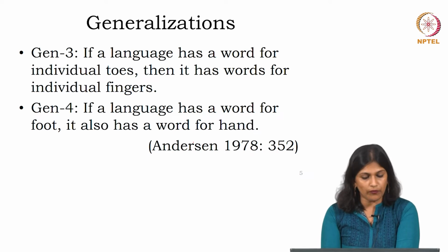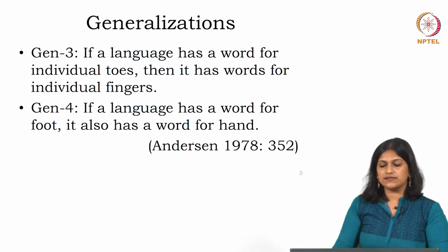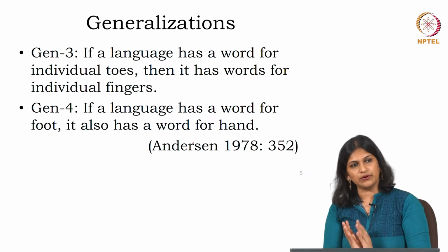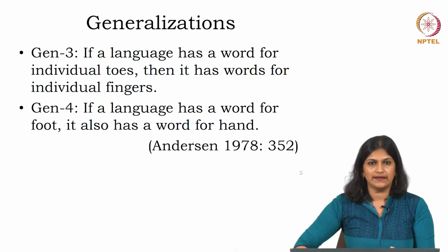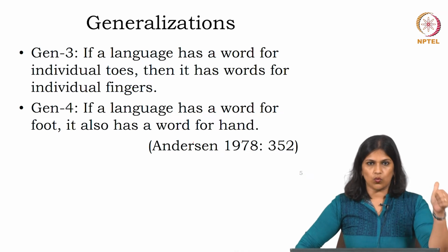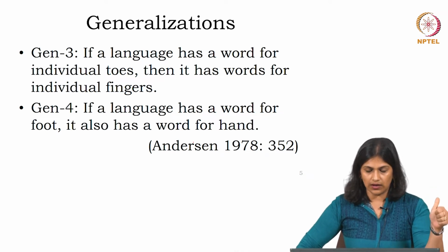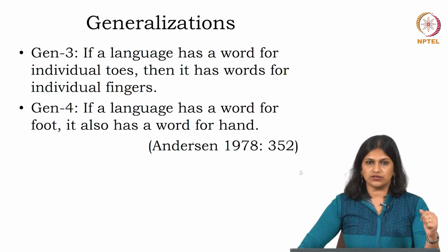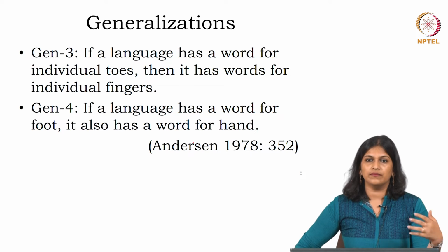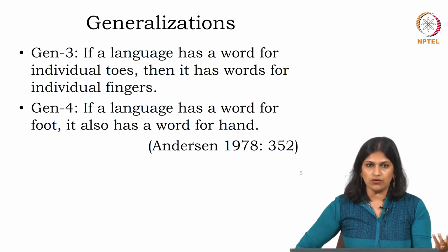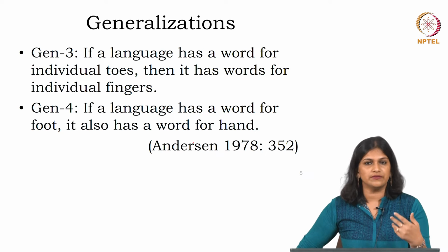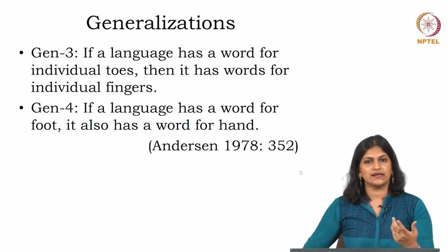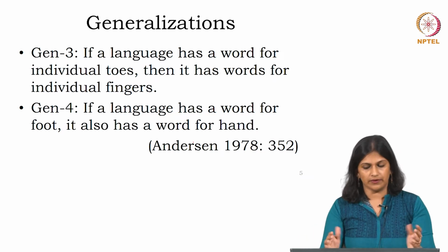Now, what is generalization number 4? The fourth generalization is, if a language has a word for foot, then it also has a word for hand. Okay. Which one is more rudimentary here? The hand. So, if it has a word for the foot, then for sure it has a word for the hand. This is generalization 3 and 4. Remember, 1 was that all languages have a word for body. Generalization 2, most languages have words like arm, finger, eyes, nose or mouth. Third generalization, if a language has a word for individual toes, then it must have words for individual fingers. And fourth generalization, if a language has a word for foot, then obviously it will have a word for hand.